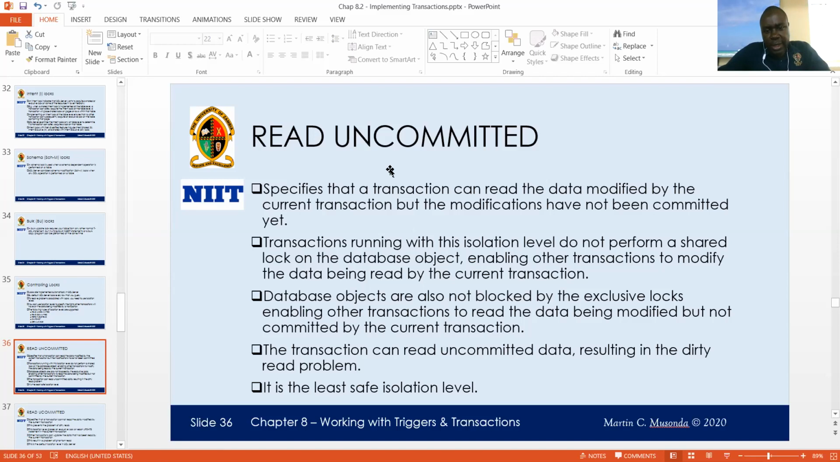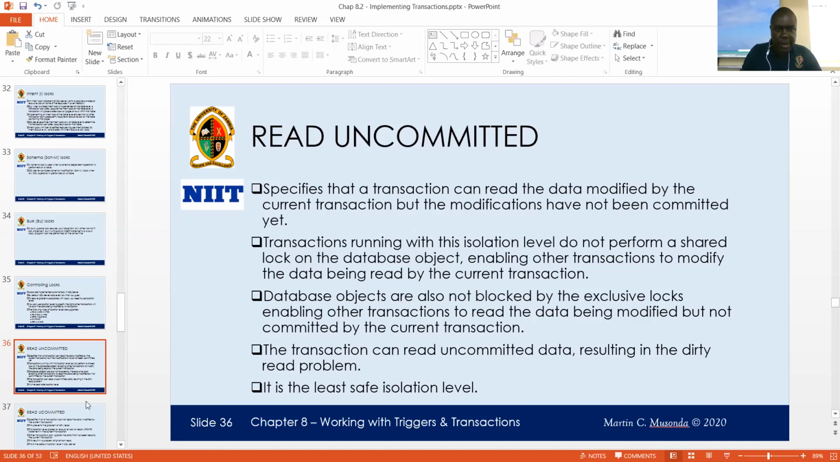The transaction can read uncommitted data, resulting in the dirty read problem, where it reads data, but then when the data is saved, something has changed. Okay. This is the least safe isolation level. It's the least secure isolation level.